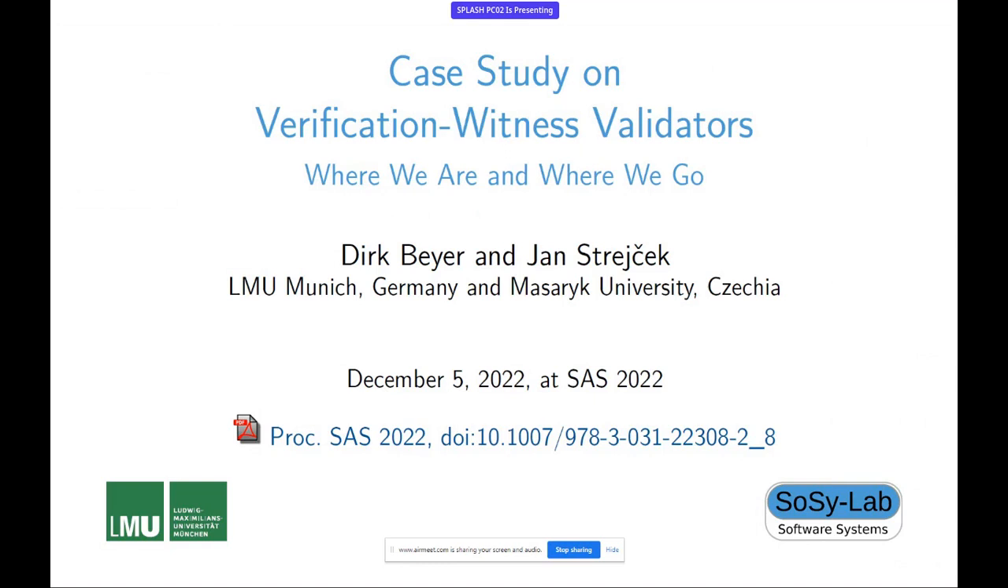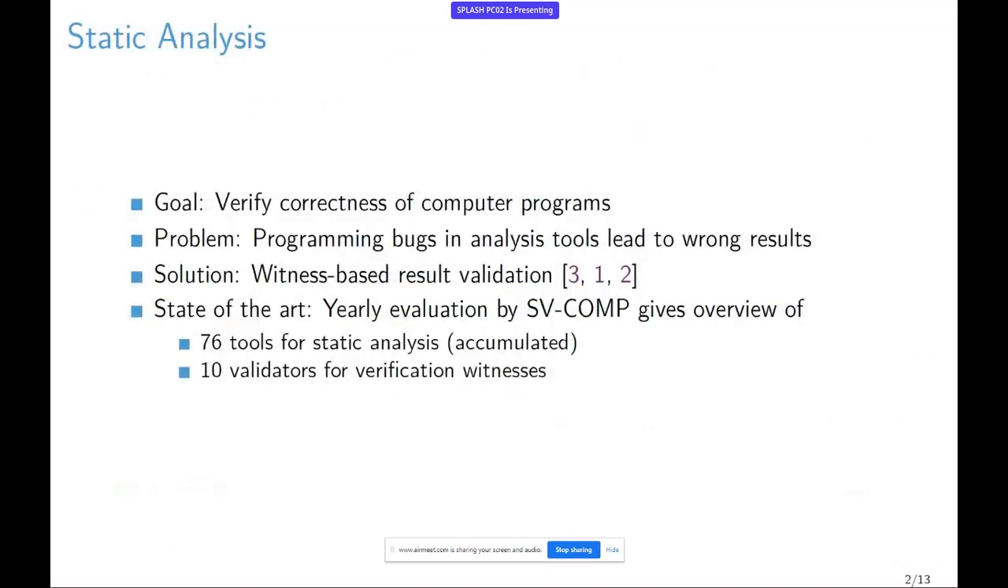And validators are tools that see whether the witness actually makes sense and is a correct justification for the computed verification result. So we are in the static analysis symposium. So what is our goal? Our goal is we want to verify the correctness of computer programs, but we have the problem that there are programming bugs. Verifiers are programs, and programs have bugs, and therefore they also have bugs, right? And this leads to wrong results.